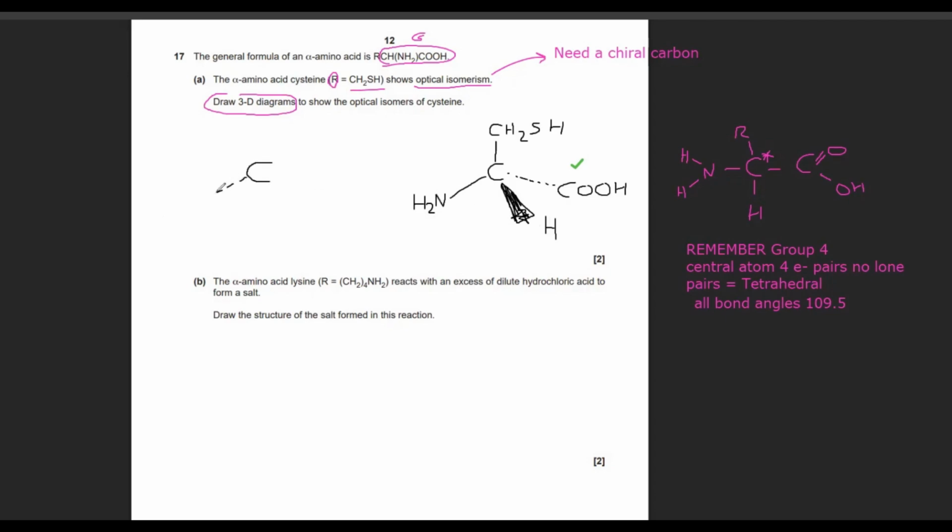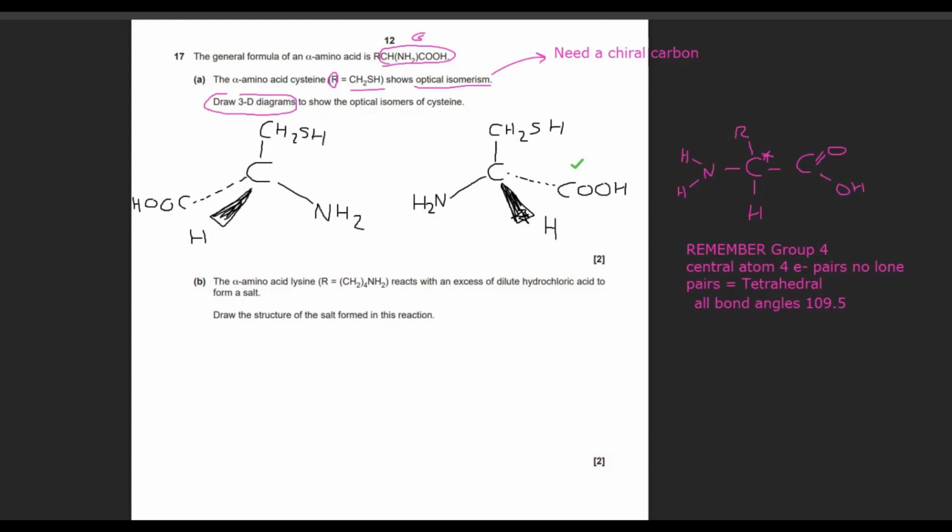Now, all I need to do is swap any 2 of these groups around and redraw the structure. So I'm going to redraw it with the CH2SH in the same place up and above, and I'm going to swap the carboxylic acid to the other side, and swap that with the NH2. So I'm not going to write H2N, I'm going to write NH2 here, the amino group. Now the hydrogen is there.